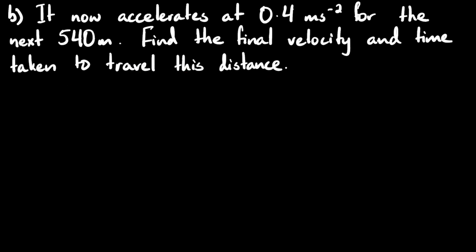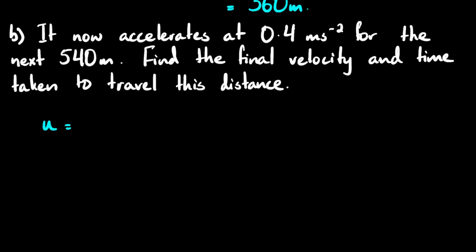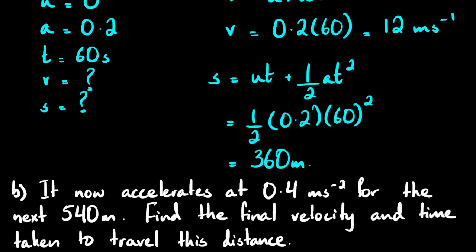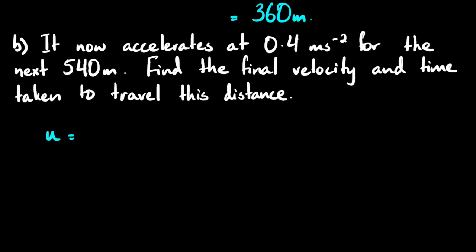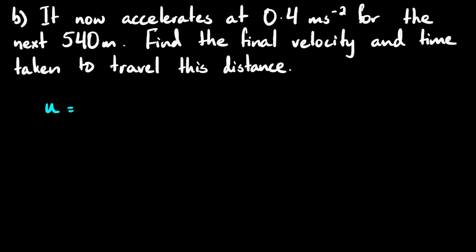So I just told you guys that this is the second part. So can I say that whatever was the final velocity at the end of the previous stage of the journey is now going to be the initial velocity? The final velocity of the previous part was 12, so that will be the initial velocity now. So u is 12 meters per second now, and then the acceleration is 0.4 meter per second square. The distance traveled is 540.